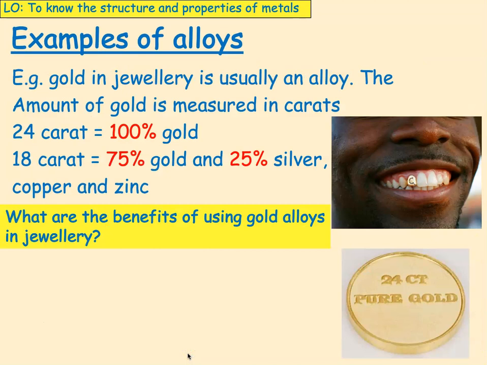Okay, so let's look at some examples of alloys. Now we've heard of 18 karat gold. Pure gold is 24 karat. That's 100% gold. 18 karat gold is 75% gold because 18 divided by 24 is 3/4. So it's 3/4 gold, 75%. The rest of it is silver, copper and zinc. So what would be the benefits of using a gold alloy rather than pure gold? Pause the video now and come back when you think you've got some answers.